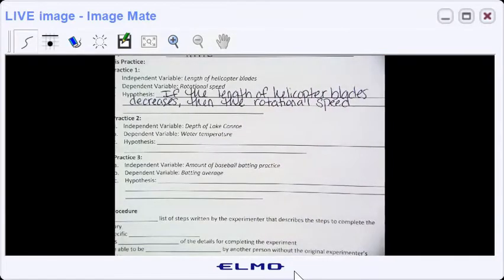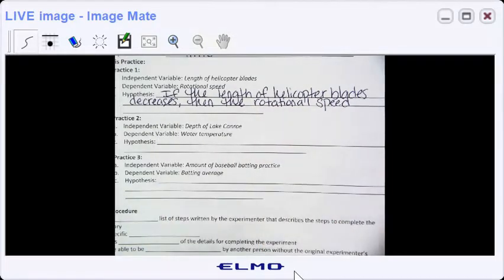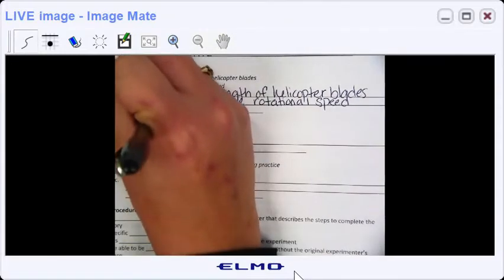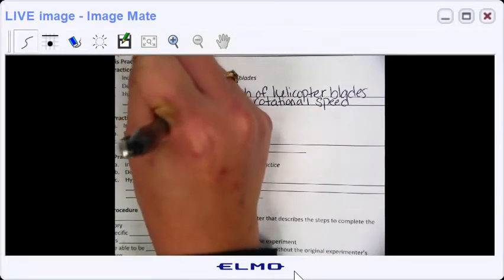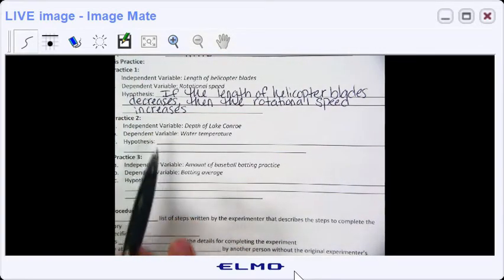And then again, you can pick increases or decreases. There's no right or wrong, but you do need an educated guess. So I figure if helicopter blades are getting smaller, I would think that they would go around faster. So I would say increases. I will give you a moment here to practice numbers 2 and 3, and I will do them in a moment.